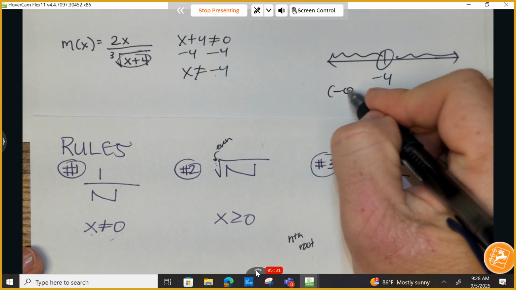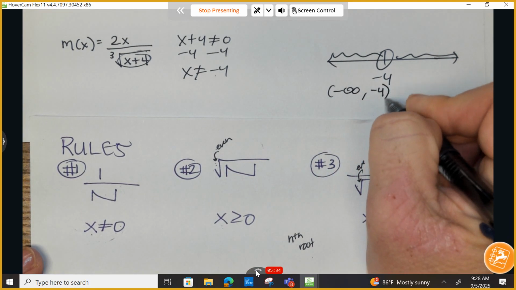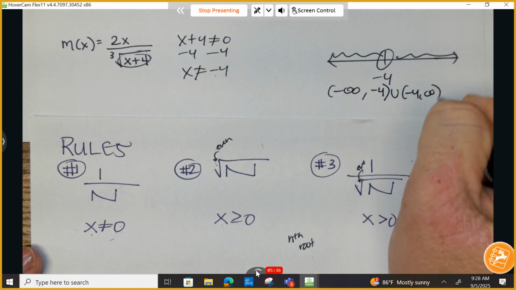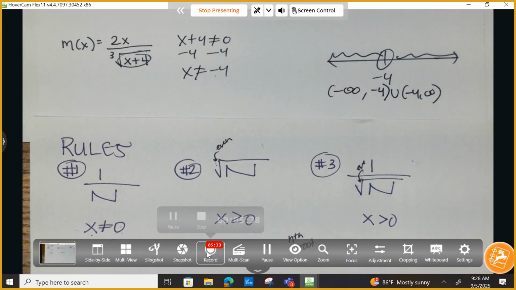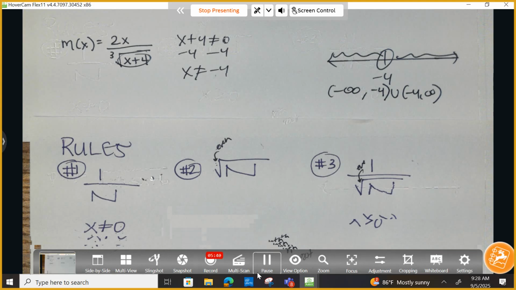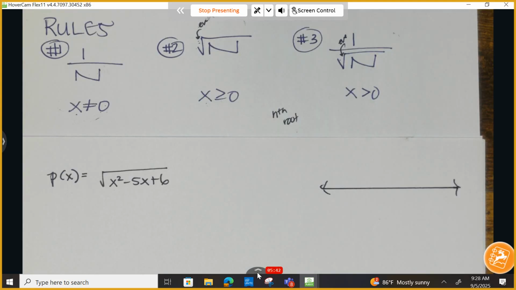How do I write this? Negative infinity all the way up to negative 4. We don't include it, and negative 4 to positive infinity. As a quick reminder for those that are watching this at home, whenever there is a denominator and it has a variable, we cannot ignore that. Rule 1 says we cannot ignore any denominator that has a variable.